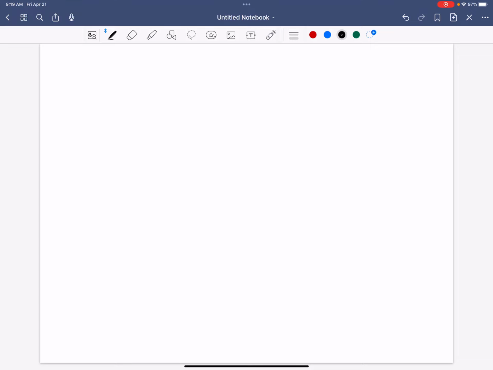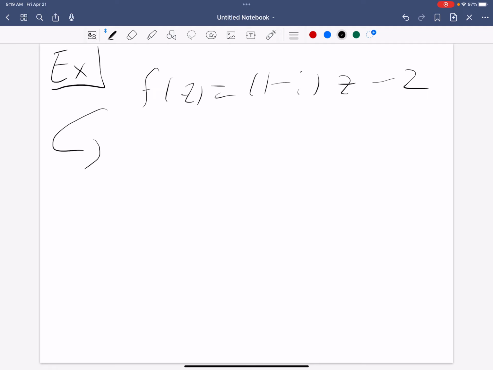All right, so let's look at an example. All right, now let's make it a little spicy, a little fun. We'll have (1 − i)z − 2. All right, so first things first, let's get this in our form where we can see the magnification, we can see the translation, we can see the rotation, see all the parts.